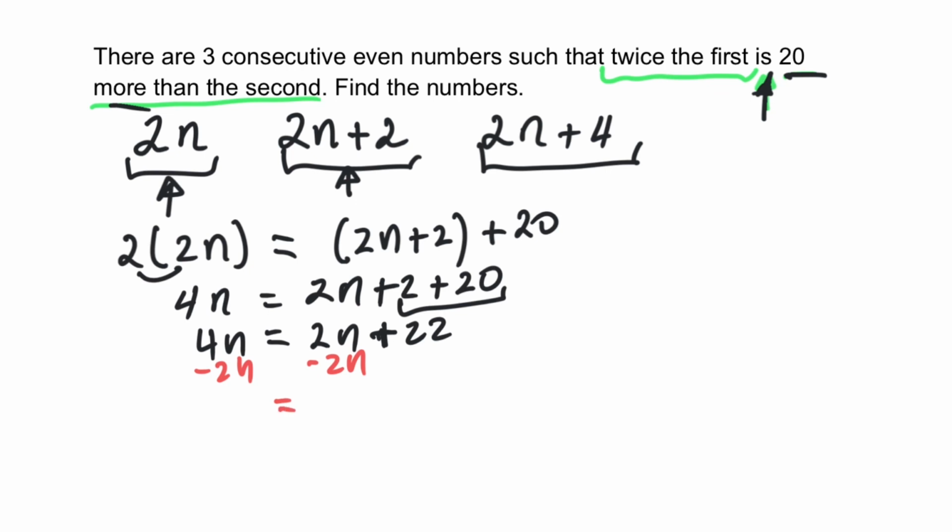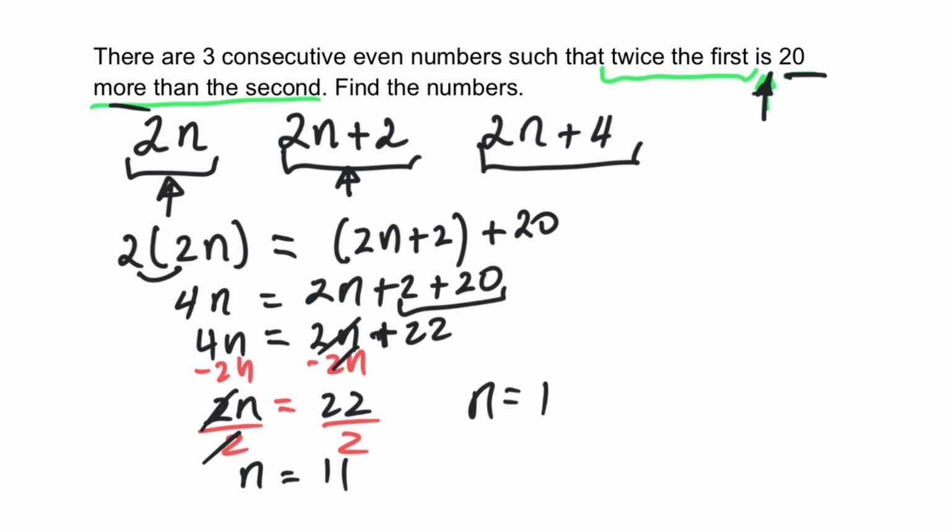So now what we have is 4n minus 2n is going to be 2n. These two cancel, and we just have 22, right? So now we need to get rid of the 2, meaning we are going to divide both sides by 2. Basically these two cancel, so now we have n equals 22 divided by 2, that is 11. So we know that n is equal to 11. So we just bring back these expressions to figure out each of the numbers.